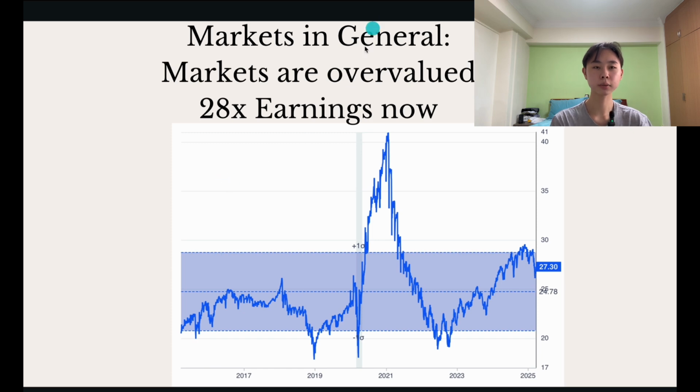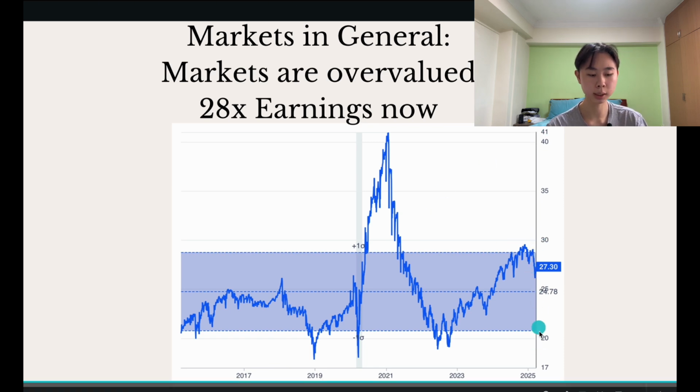So for the markets in general, I think the markets are slightly overvalued right now. We're currently at 28 times earnings, and I do think that the fair value is at around 20 times earnings. That was what happened in the 2020 crash from the 2021 boom. So hopefully the market comes down even more. That will be around 20 to 24 times earnings. That will be the time for you to add.